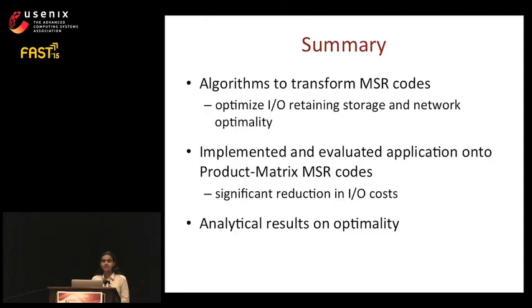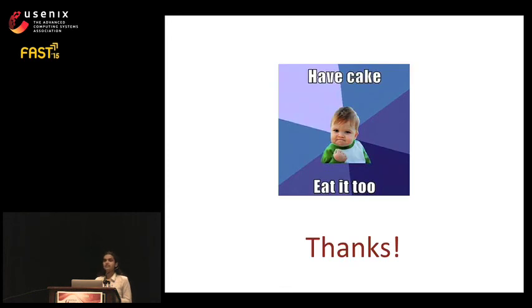In summary, we present algorithms to transform MSR codes to optimize I/O as well while retaining storage and bandwidth optimality. We implemented and evaluated this by applying it onto a practical class of MSR codes, the product-matrix-MSR codes. And in the paper, we also have analytical results showing optimality. Thank you, and I'll be happy to answer any questions.